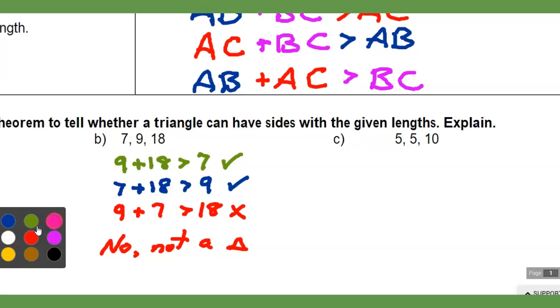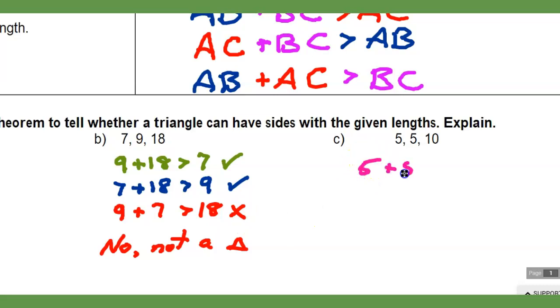And what do you think about the last one here, C? Not a triangle. Is 5 plus 5 bigger than 10? Nope. So not a triangle. We don't have to try anything else. We don't have to keep on going. Okay. Not too bad, right?